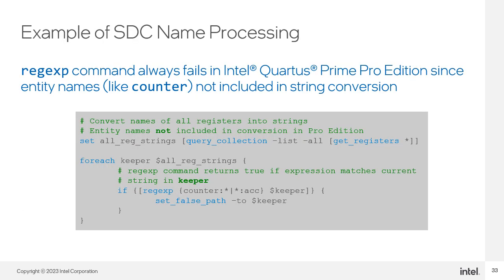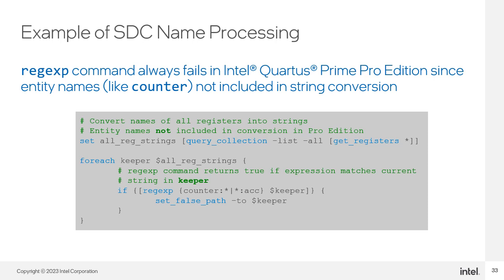Here is an example of SDC name processing that will not work in the Pro Edition. getRegisters is used again, but this time, the names of all registers are converted to strings and stored in the variable named allRegStrings. In the for-each loop, the regexp command compares the expression, which includes the counter entity name, with the current value of the loop index, keeper. regexp would return true if the expression and the string match. However, in the Pro Edition, the conversion of the register names to strings does not include the entity name counter. Thus, regexp will always fail.